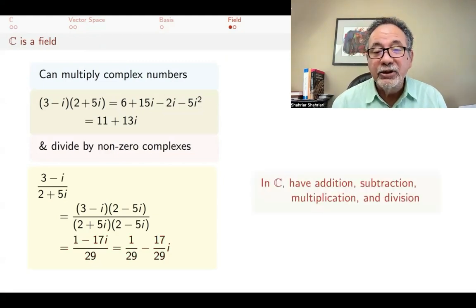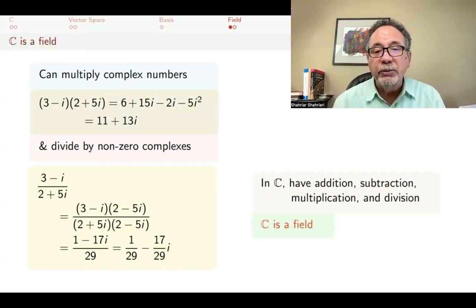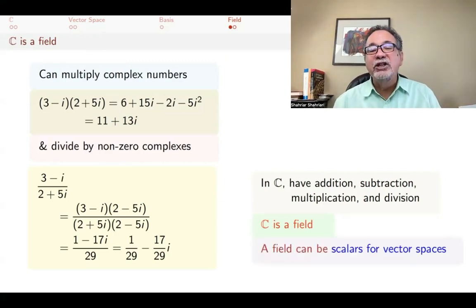In the complex numbers, not only do we have addition and subtraction, we have multiplication and division by non-zero numbers. And whenever you have a non-empty set of elements where you can add, you can subtract, you can multiply, and you can divide by non-zero elements, we call that in mathematics a field. And a field gives the scalars for a vector space.